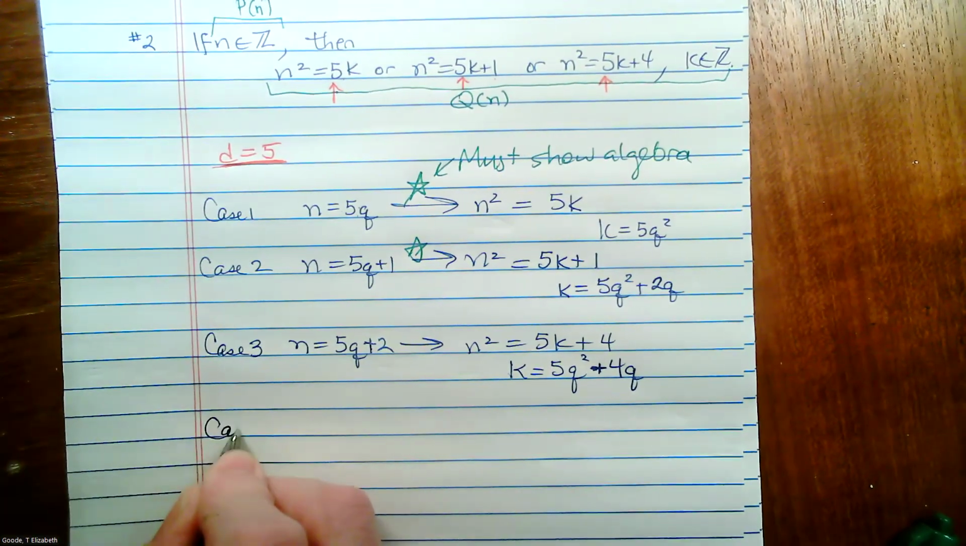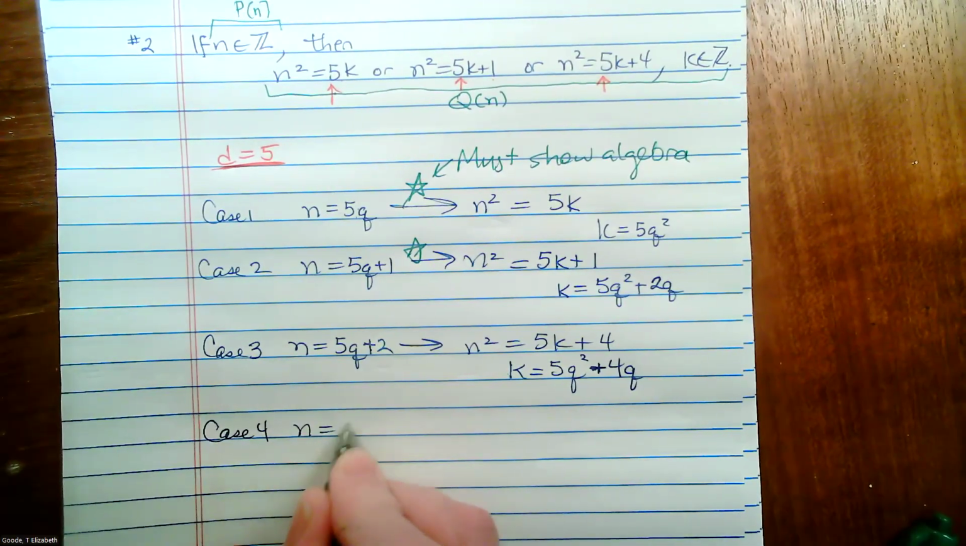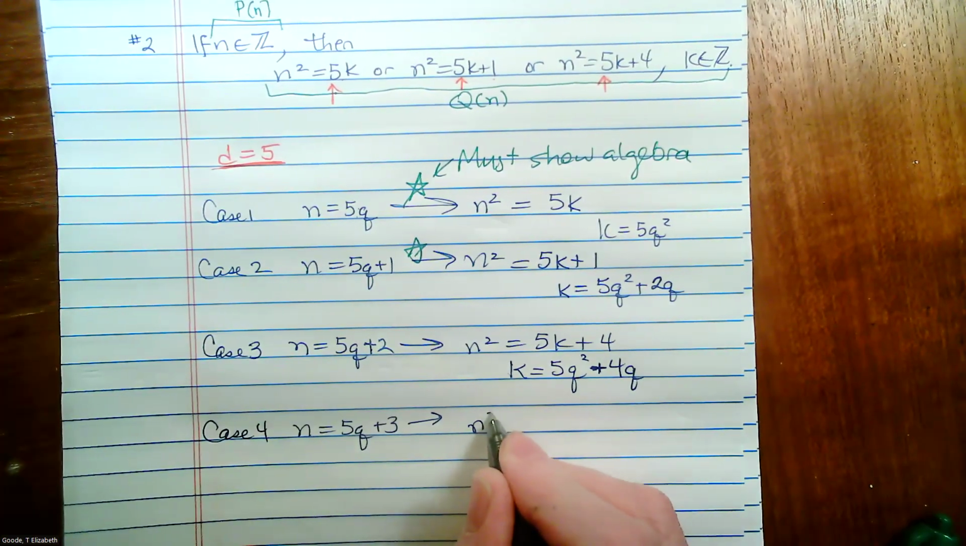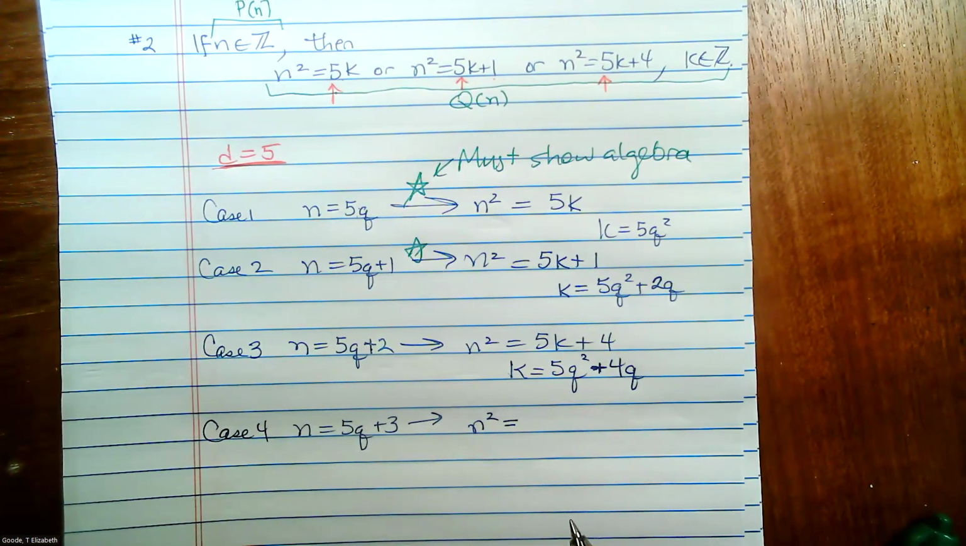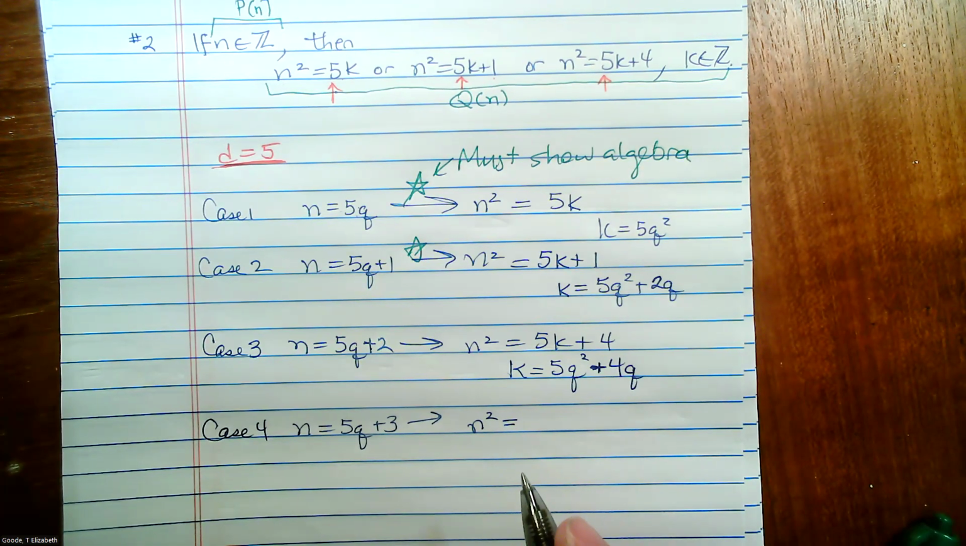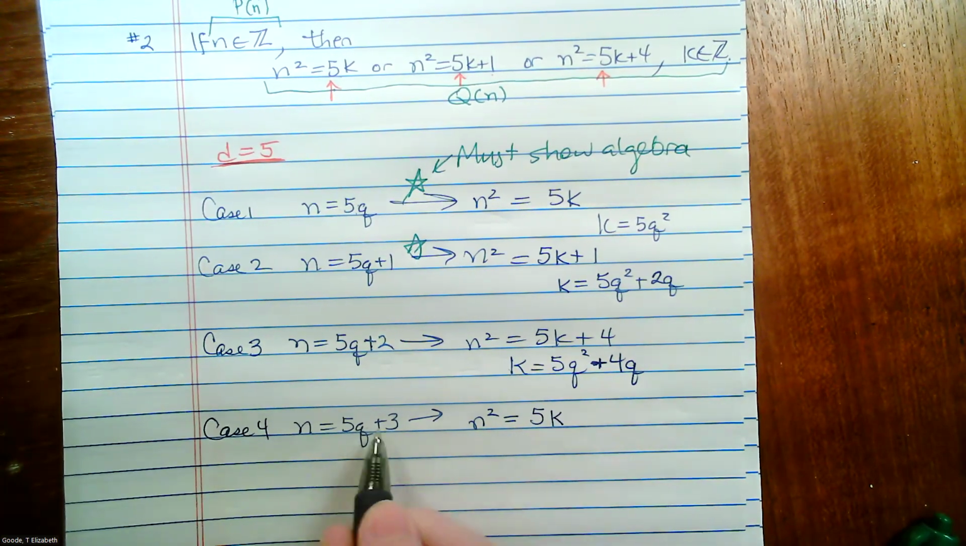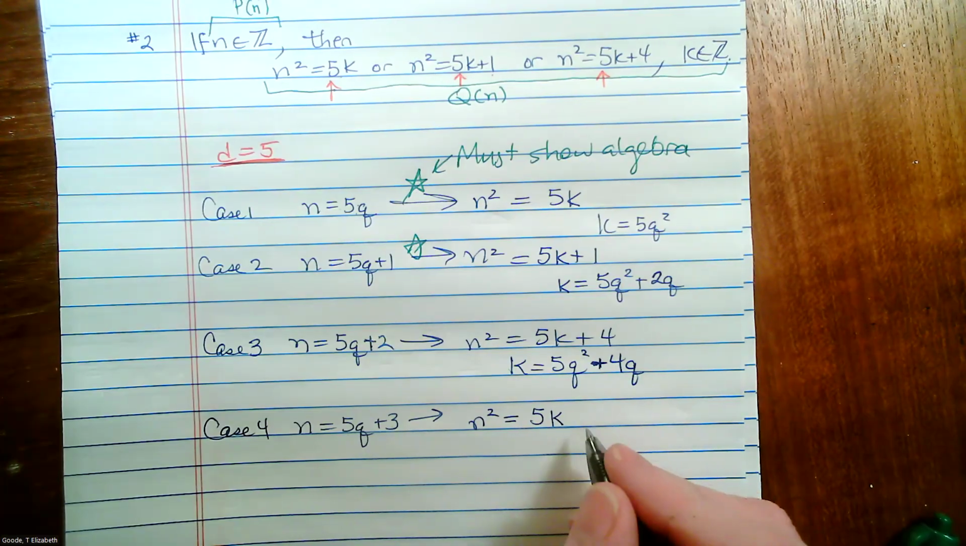What about case 4, when n is 5q plus 3? What did you get? For case 4, I had k equal to 5q squared plus 6q plus 1. So it's n squared equals 5k plus 4, because 9 is 5 plus 4. Yes, that's right.